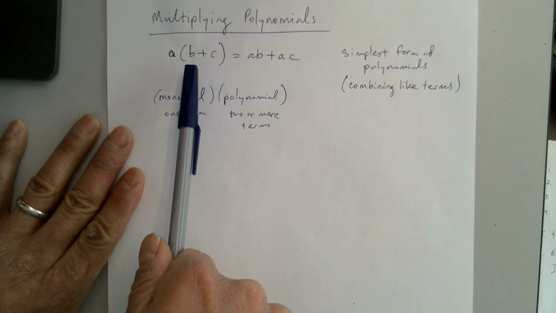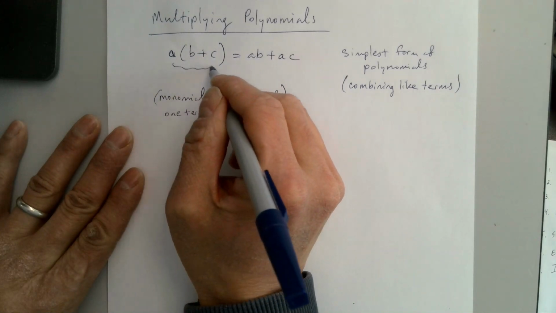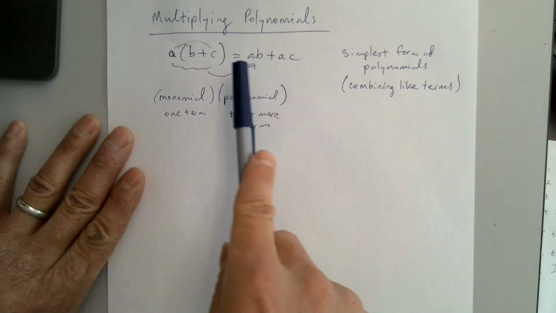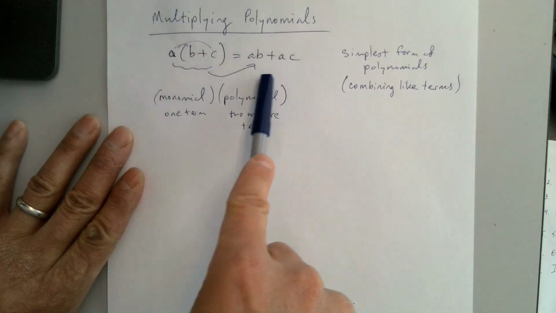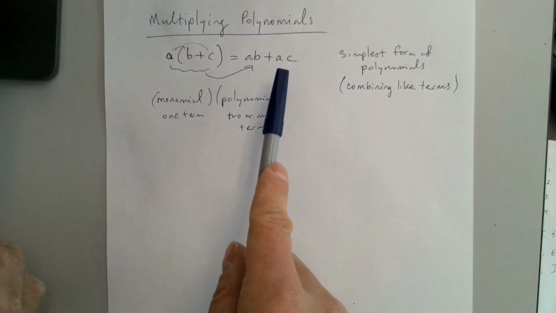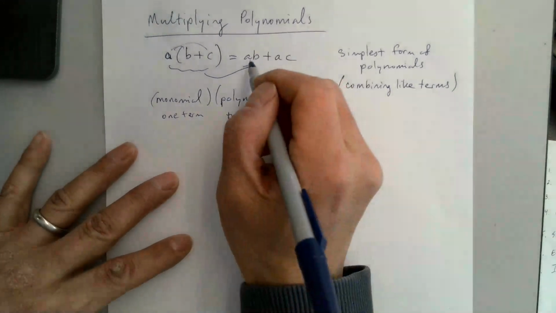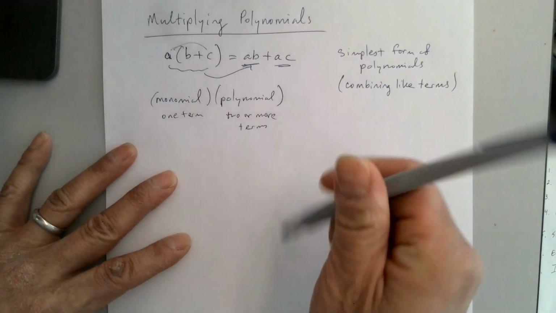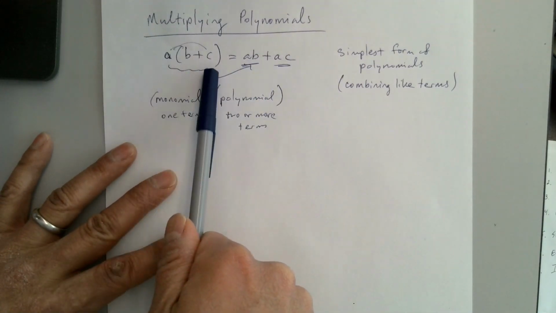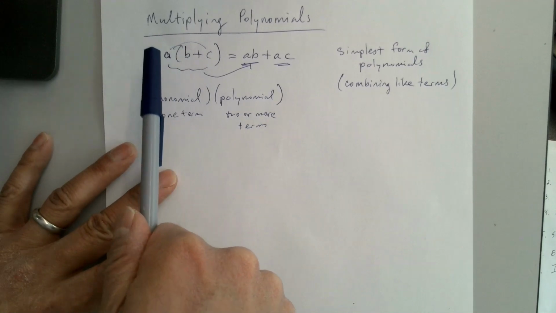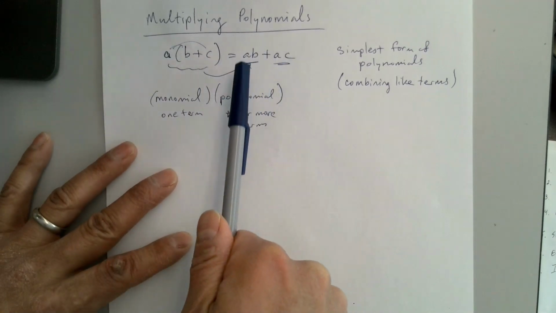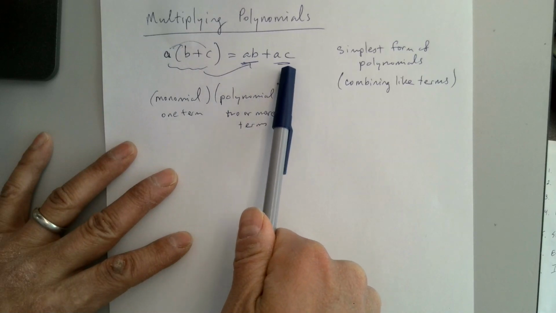Taking this, distributing that A, and turning it into that, is putting this into polynomial form. Because remember what a polynomial is. It's a sum or difference of two or more terms. Here's a term, here's a term. Therefore, that's a polynomial. This is not a polynomial because this is a product. This is something times something, not a polynomial. Something plus something, that's a polynomial.